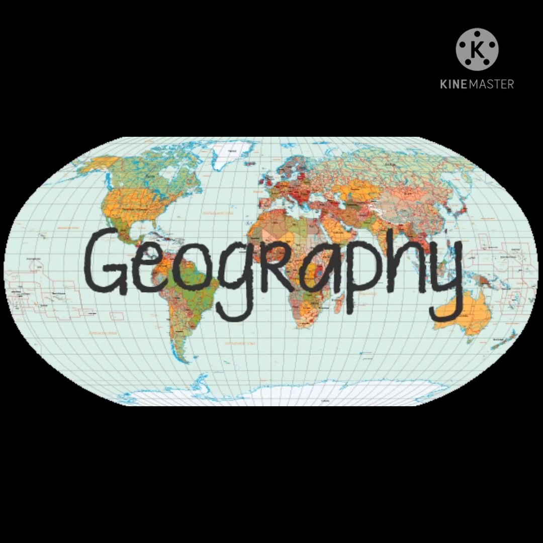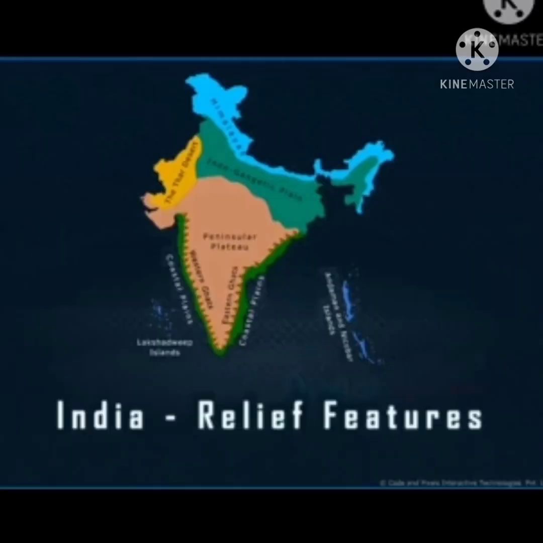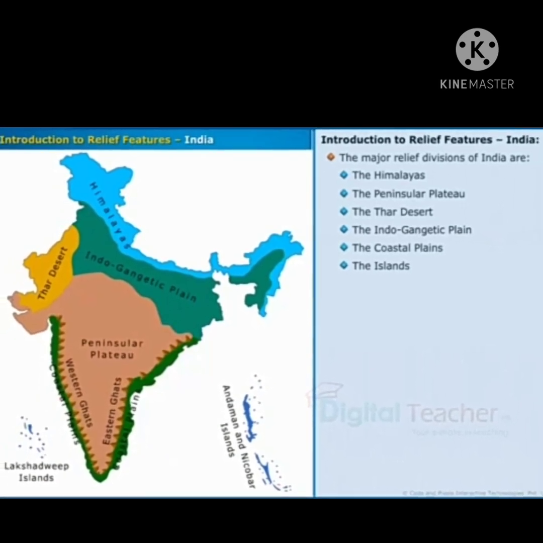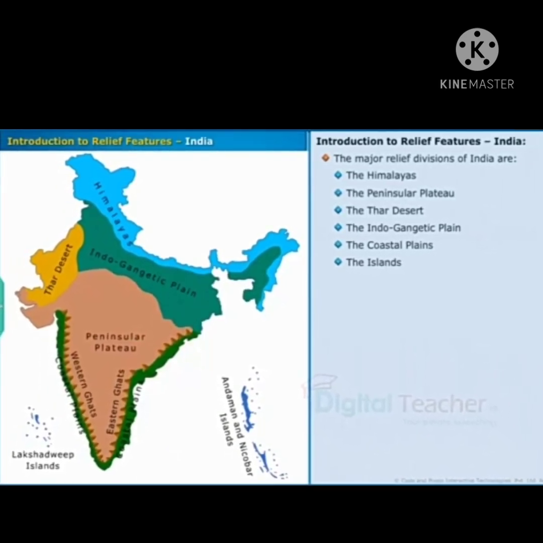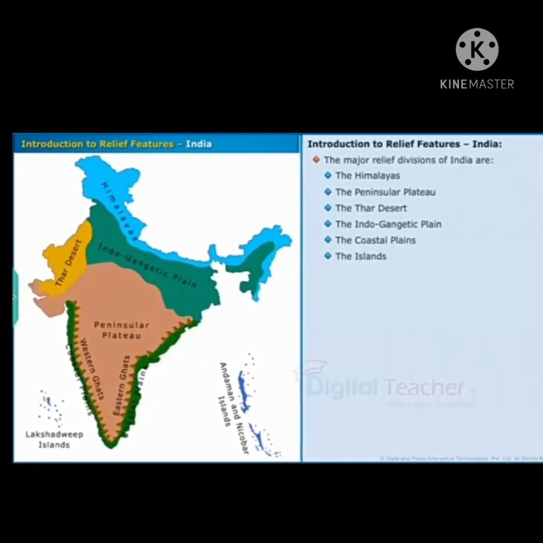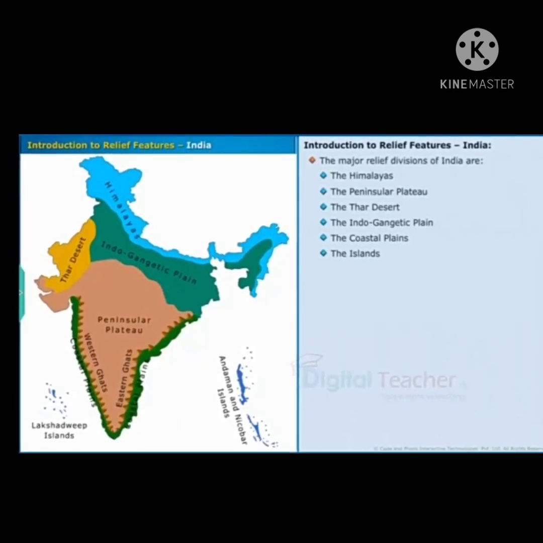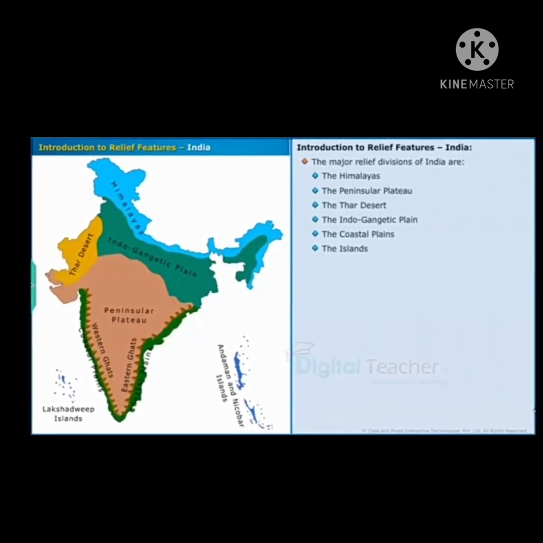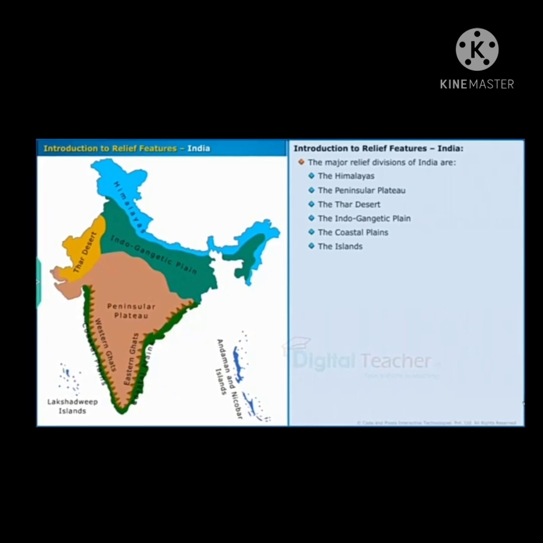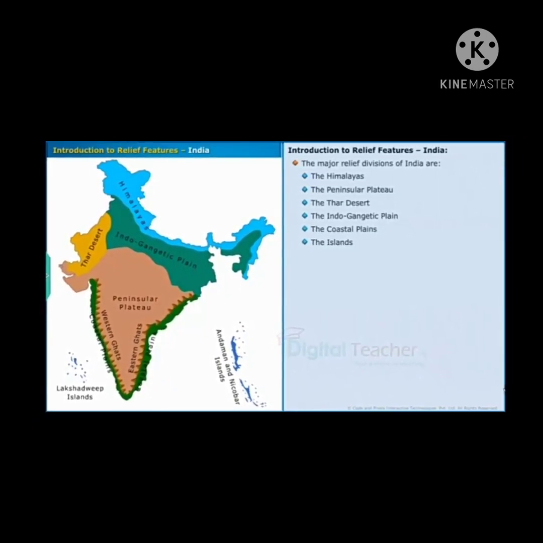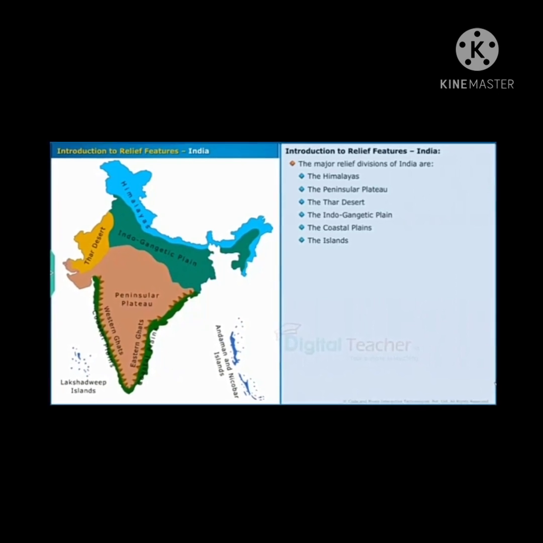Geography, first chapter, India Relief Features. In the previous class, you have studied India Relief Features, the Himalayas. The Himalayas comprised three parallel ranges: Himadri, the Greater Himalayas; Himachal, the Lesser Himalayas; and Shivalik. Next important relief feature, the Peninsular Plateau.